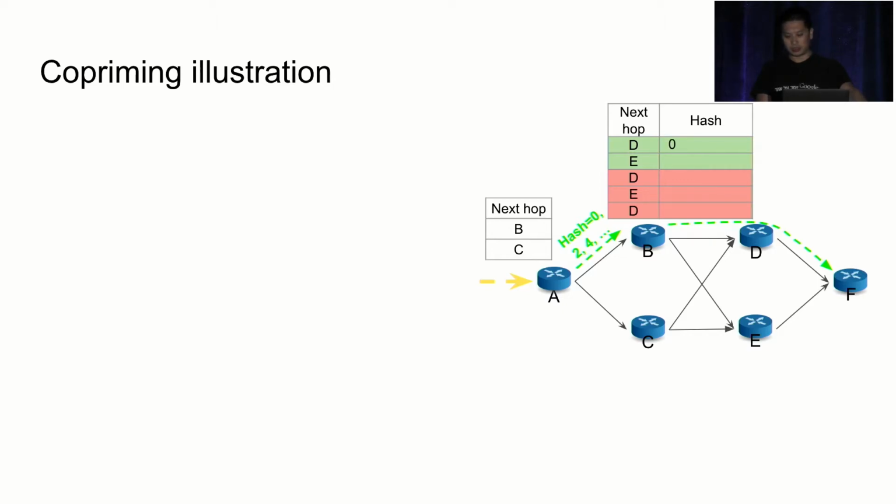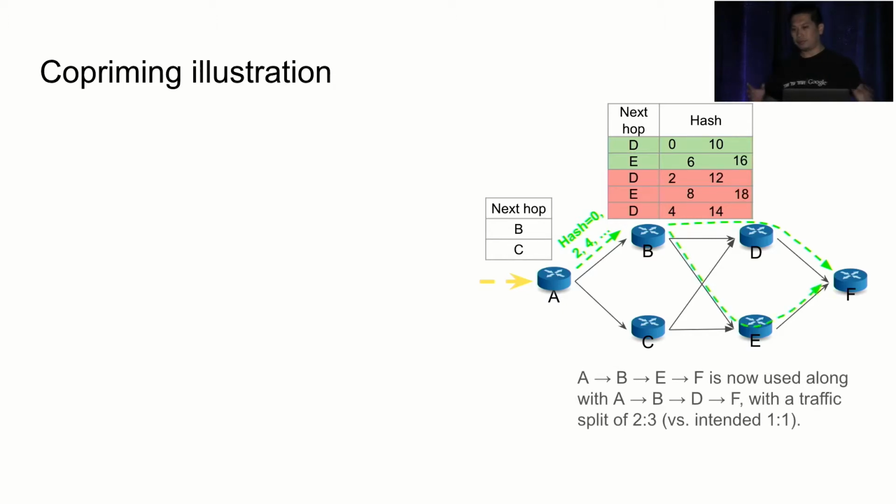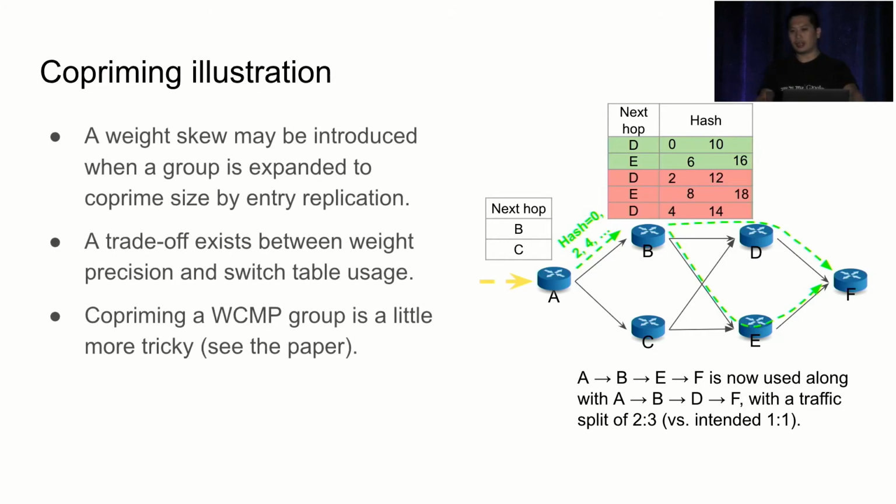Okay, so 0, 2, 4, they're still going to hit D. But starting at 6, you start to hit E now. And then this repeats. So now, very nicely, by doing this little trick, you're able to utilize the previously unused path. There's a catch, however, if you're paying close attention. It introduces a slight weight skew.